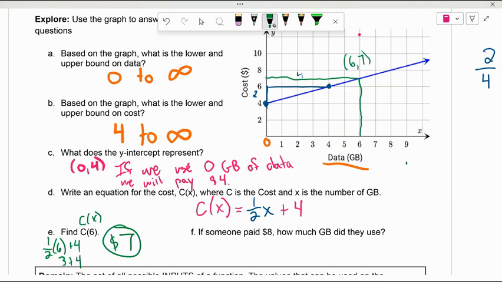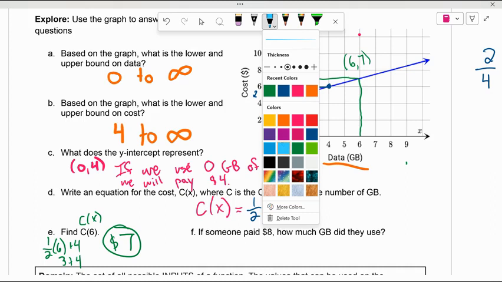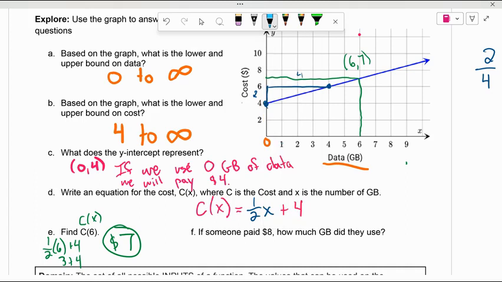Now f is the same thing, except we're going backwards. Now if someone paid $8, how many gigabytes did they use? So we start at 8 on our y, and we go over till we get to our function, our line, and we go down, and they used 8 gigabytes because this ordered pair is 8, 8. So same idea, same thing there.